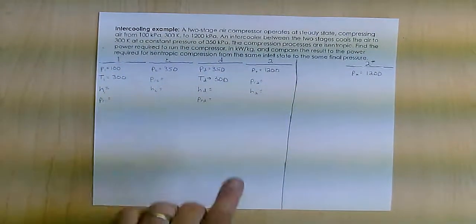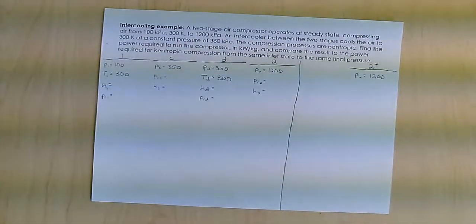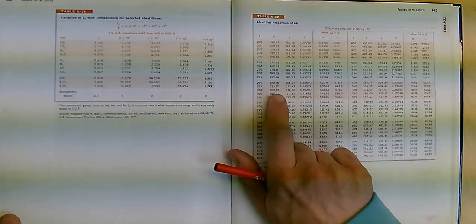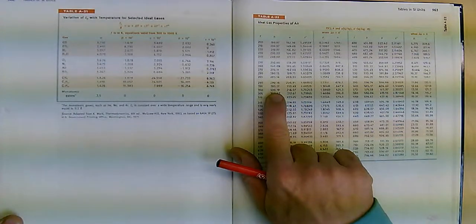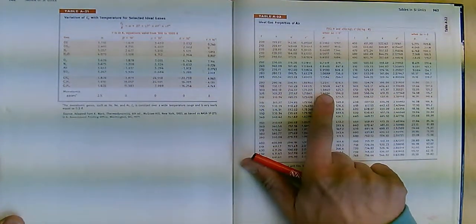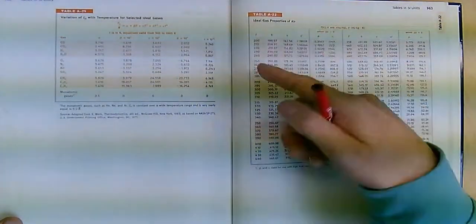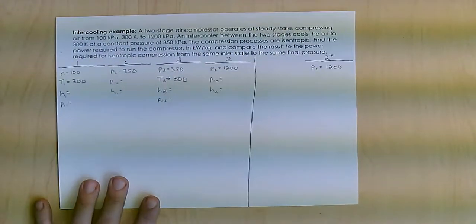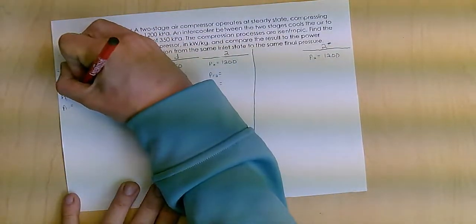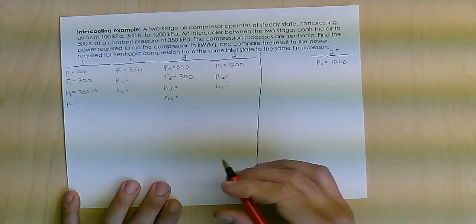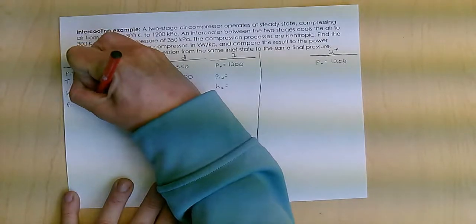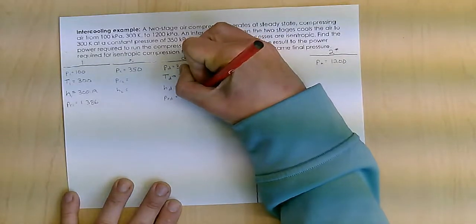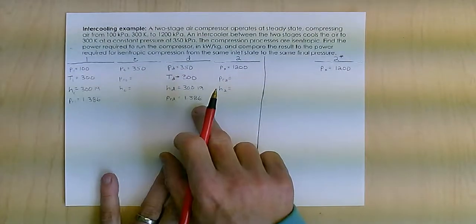Okay, so I'm going to start by going to 300. 1 and D are essentially the same state. So I go to T equals 300, and I get H of 300.19 and a PR of 1.386. And again, I'm using PR because of the isentropic compression, so I'm going to use that relative pressure ratio to figure this out. So again, H1 is 300.19 and PR is 1.386. Same thing over here. Okay, so now I've got state 1 and state D.